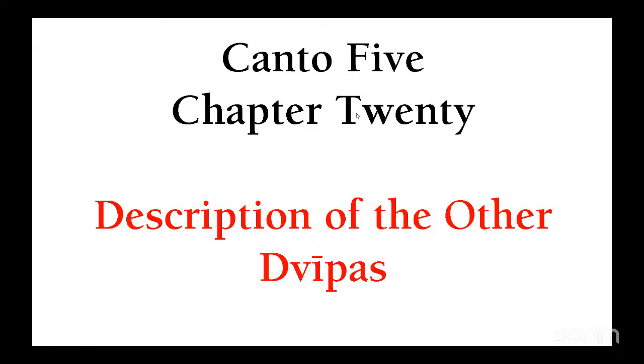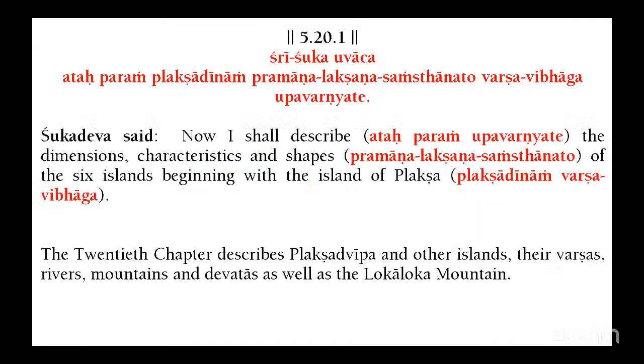Okay, we are still in one of the 14 planetary systems, the 7th planetary system, the middlemost planetary system, which is the Bhumandala. So in Bhumandala, we discussed over 3 chapters Jambudvipa, which is the centermost and the smallest dvipa. So in this chapter, we will discuss the other 6 dvipas. So that's what we are going to discuss now. So Shukadeva Goswami continues.